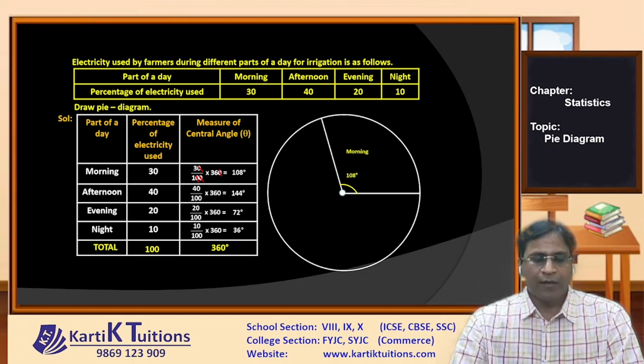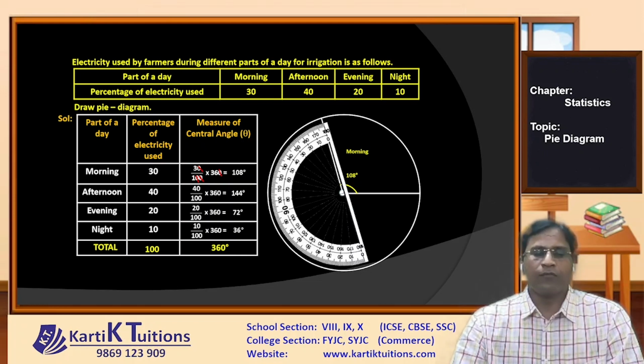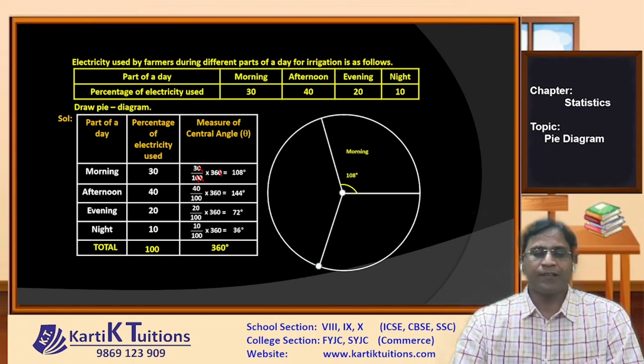Now after that 144. So our new radius will become our baseline. Now again with the help of an inner scale you are going to take the measure of 144 degree and you will join that point with the center. You will get the second sector of 144 for afternoon.